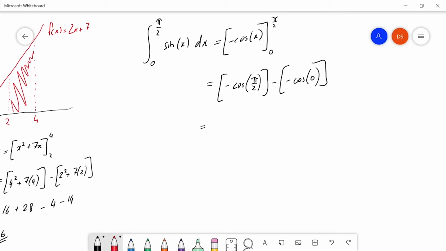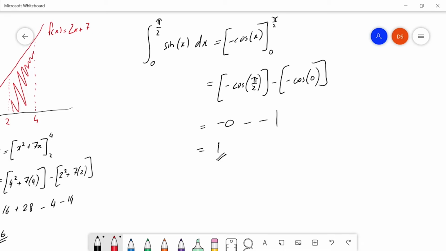Sorry, let me write that bracket nicer. So cosine of pi on 2 is 0, so negative 0 minus, well, cos of 0 is 1. And so we get negative 0 plus 1 is 1.